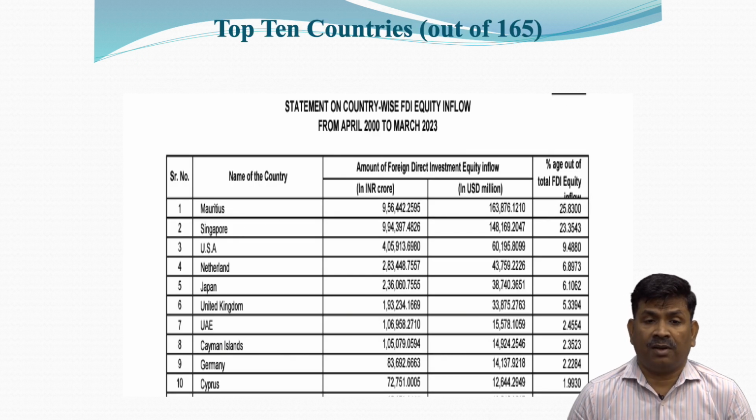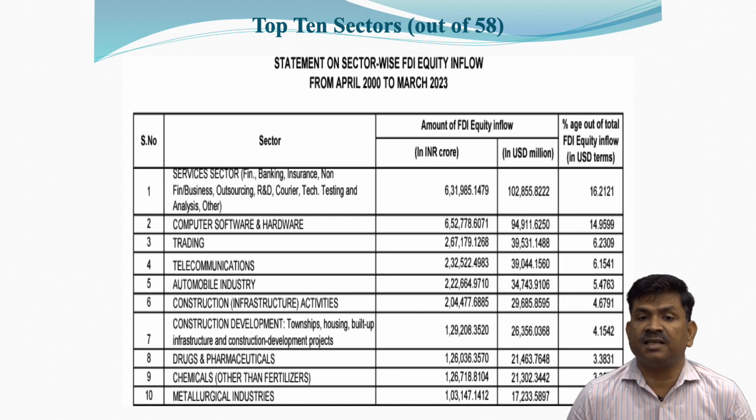Distribution of FDI inflow in India. Top 5 FDI investing countries are Mauritius, Singapore, US, Netherlands and Japan, making more than 70% of FDI investment in India. Top 5 sectors are service, computer software and hardware, trading, telecommunication, automobile industry and are attracting around 50% of FDI inflows.